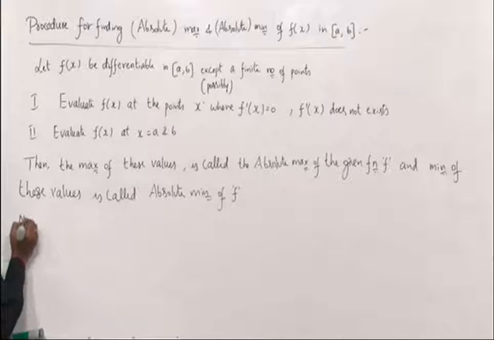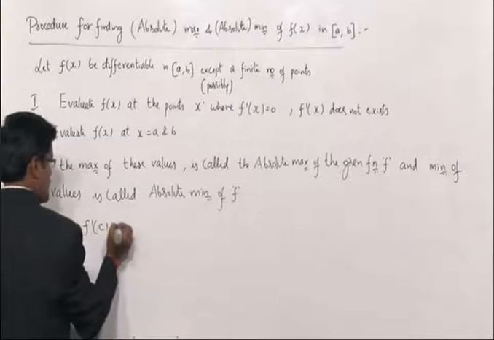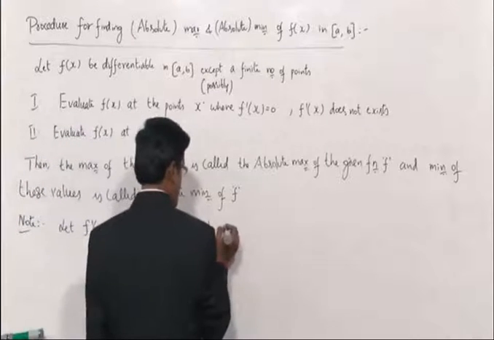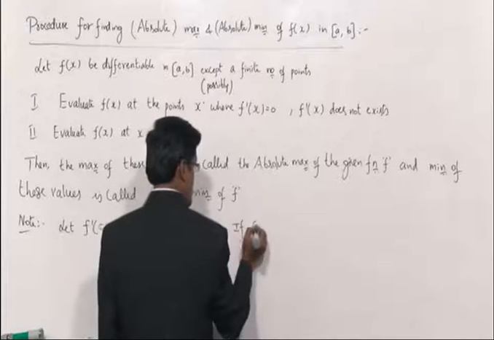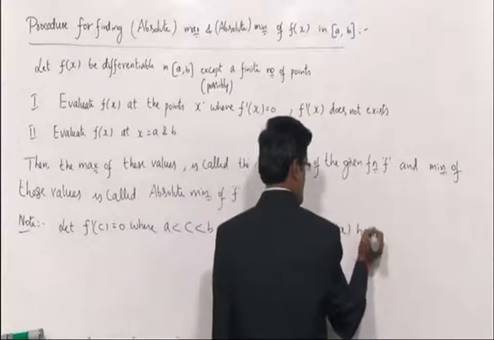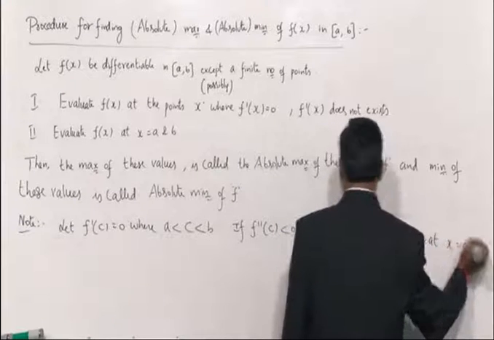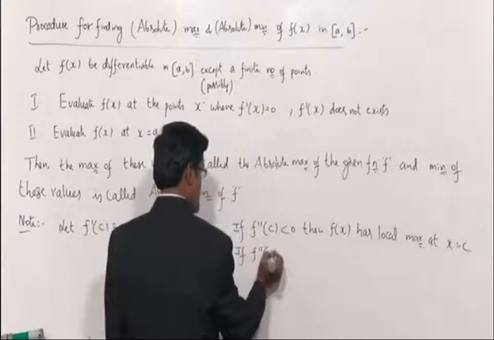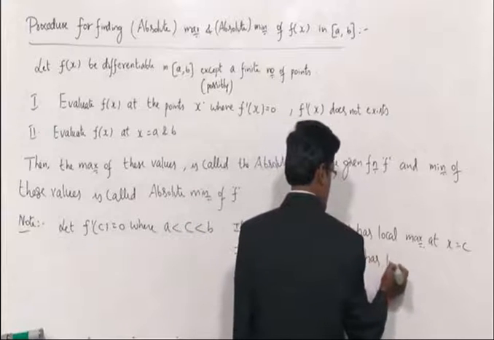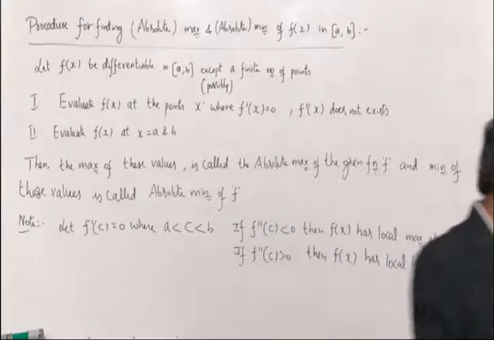So I am giving a note point. Sometimes in a closed interval [a, b] the question also requires local maximum. Let f'(c) equal 0, where a less than c less than b, that is, c lies between a and b. If f''(c) less than 0, then f(x) has a local maximum at x equal to c. If f''(c) greater than 0, then f(x) has a local minimum at x equal to c. First write this down, and then if you understand it, learn that procedure by heart.